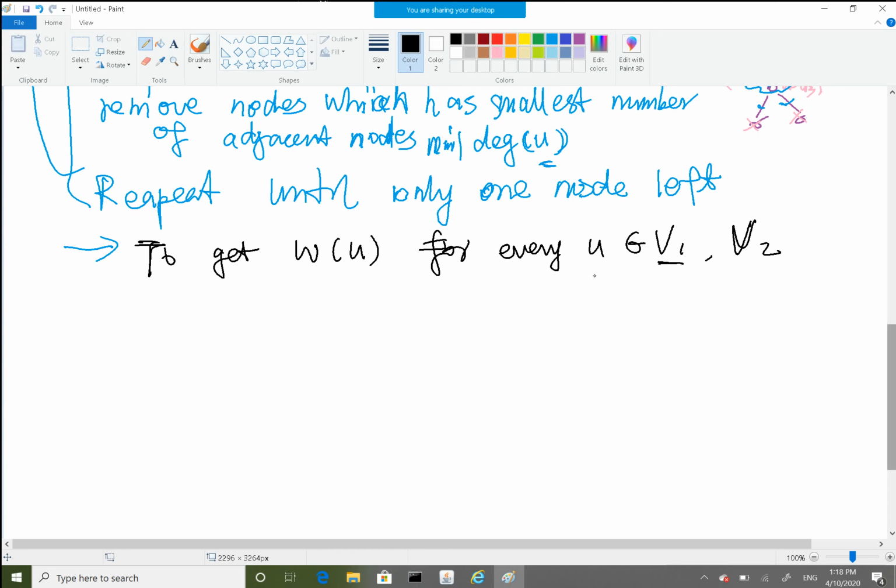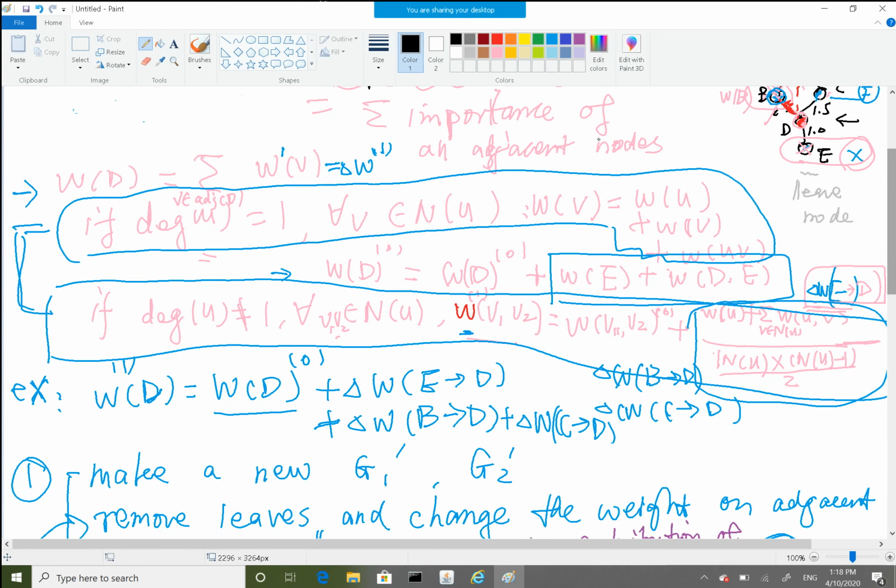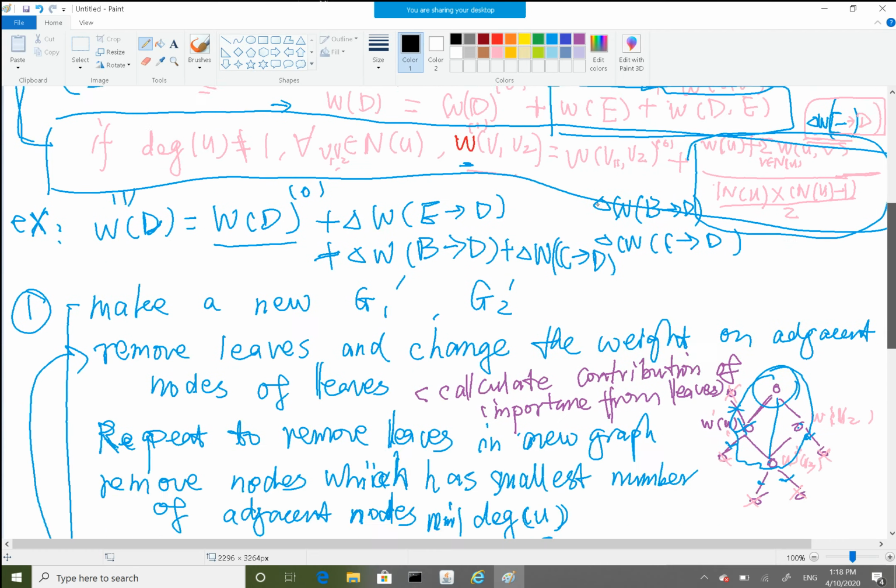Okay, so is it clear or not clear for this big step? This is the fourth step. Okay, so let me know if you have any questions.